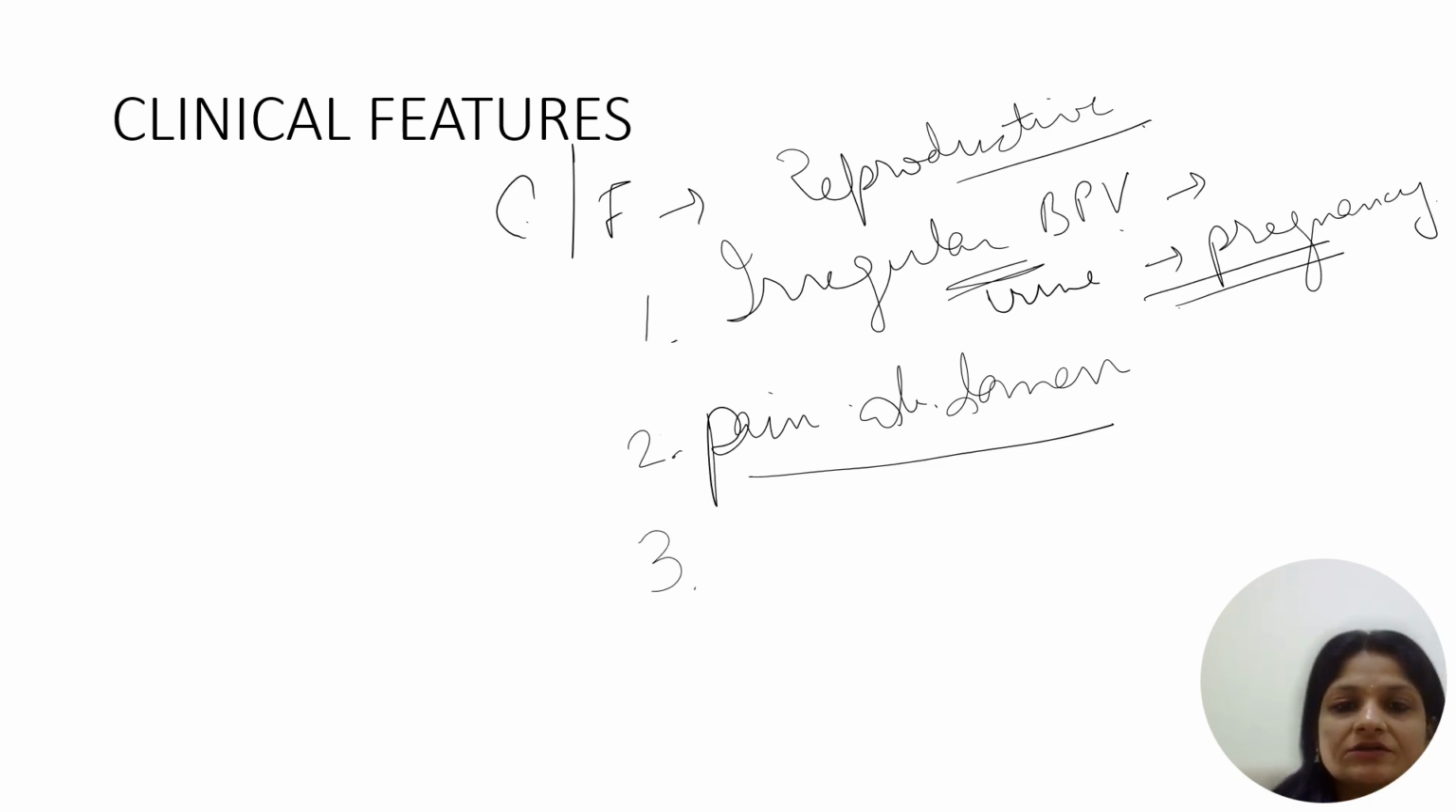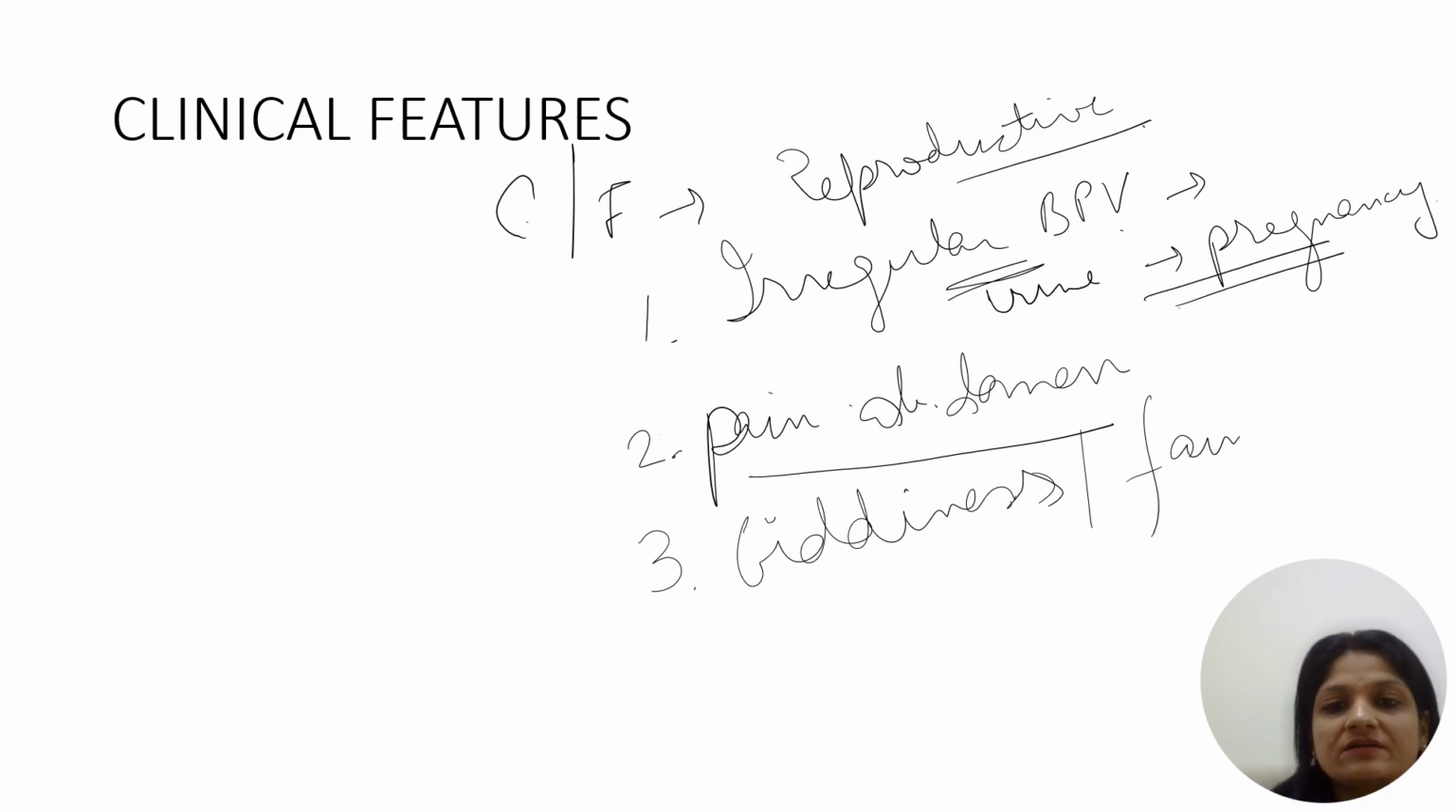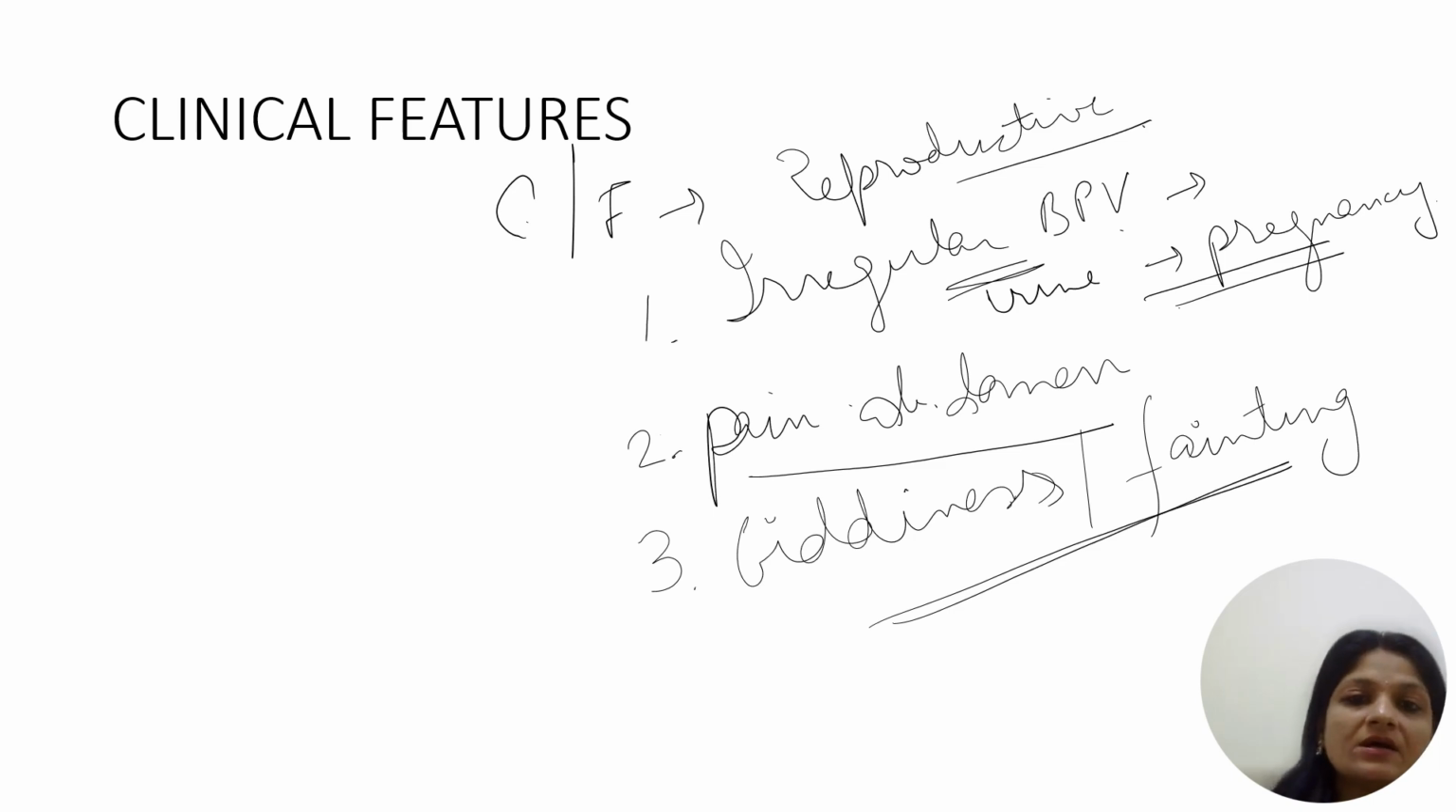Third, she can have giddiness or fainting because of too much blood loss. She can become anemic, leading to giddiness and fainting. So these are the most common symptoms that a woman with ectopic will present to you in an emergency: irregular bleeding PV, pain abdomen, giddiness and fainting.